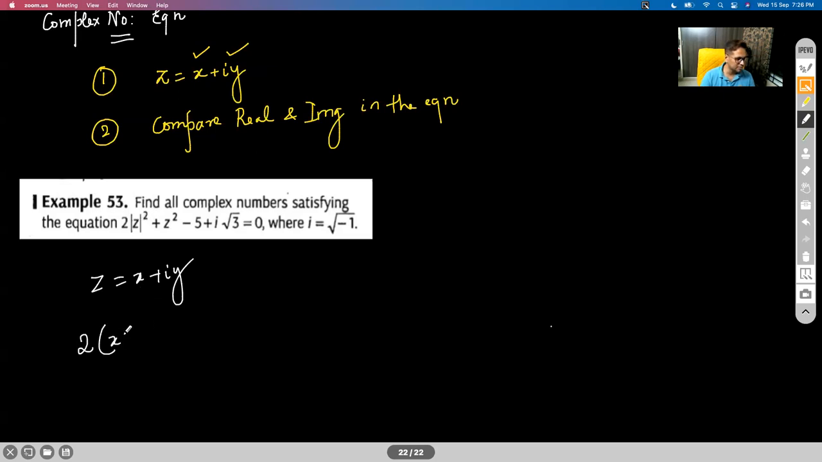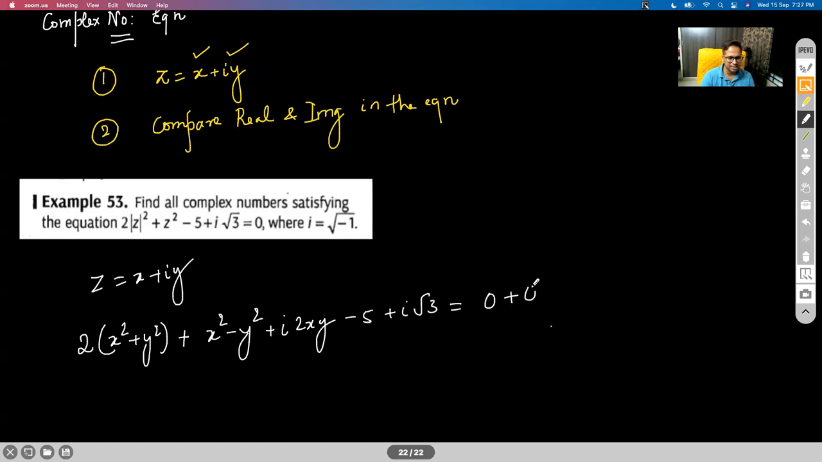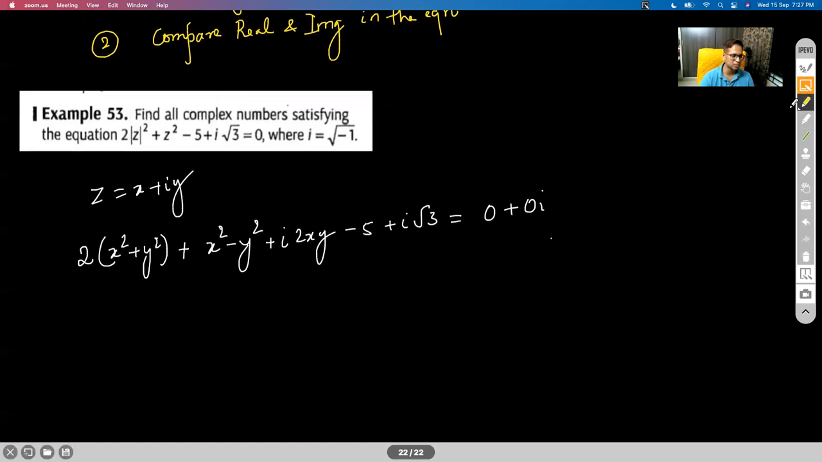|z|² will become x² plus y². z² itself will become x² minus y² plus i·2xy. Minus 5i√3 equal to 0. Instead of 0, write 0 plus i0, okay, 0 plus i0.